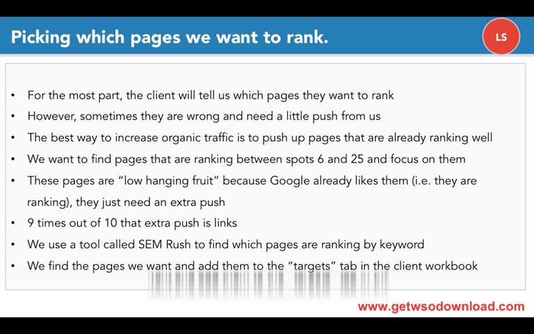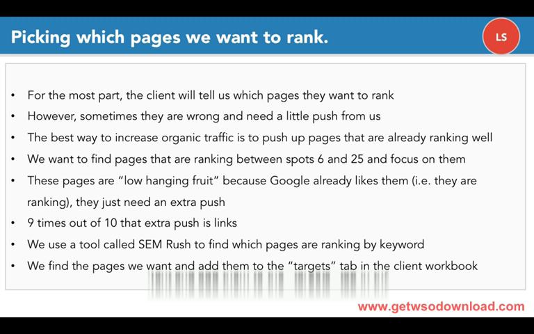And honestly, the best way to increase organic traffic is just to push up the rankings of the pages that are already ranking well. So we want to find pages that are ranking between spots 6 and 25, or 6 and 35, and focus on them. These pages are the low-hanging fruit because Google already likes them, right? I mean, they're already ranking pretty well. They just need an extra push. And 9 times out of 10, that extra push is links.